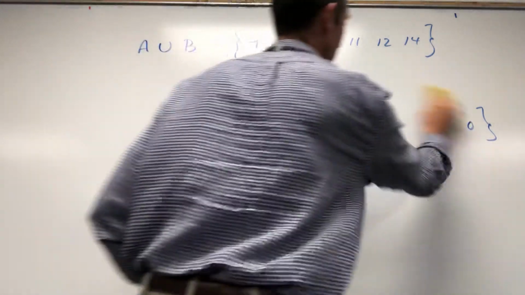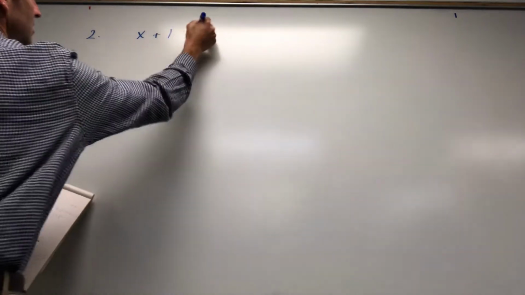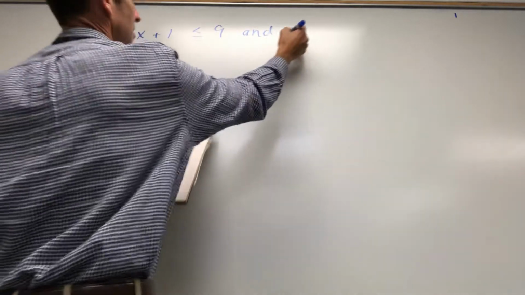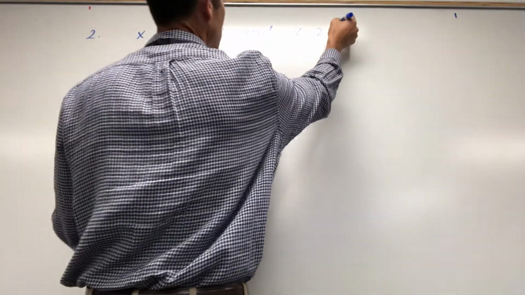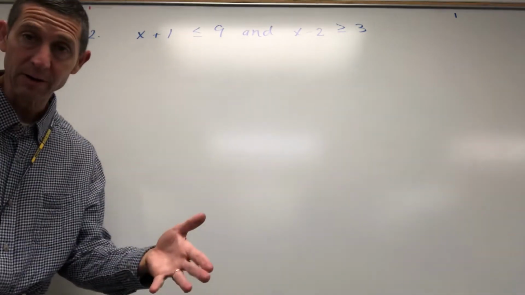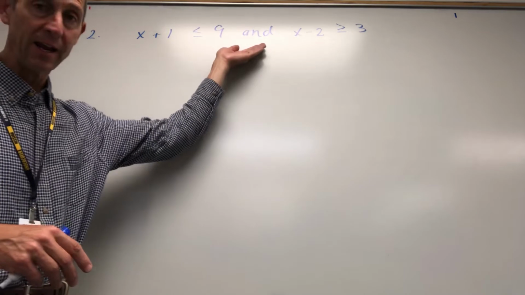Let's do some of these. All right, here we go. We'll call all that number 1. We'll say this is number 2 right here. X plus 1. And X minus 2. Okay, so we've got some problems today. There are and problems, or problems. So two different types. These are the and problems.